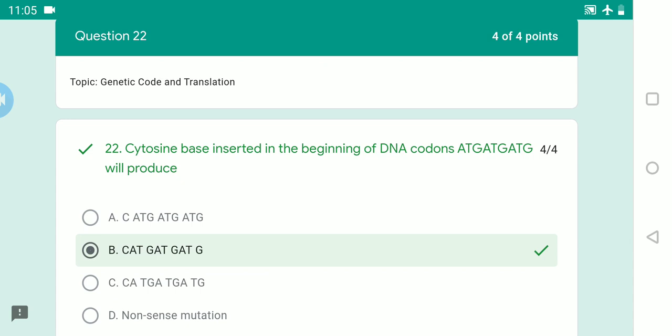Next question, a cytosine base is inserted in the beginning of the DNA code, write down ATG, ATG, ATG. They are asking what will be produced. So what should we identify? Observe the table which is given for the codons. If you look at it, you can identify that it is CAT, GAT, GAT and G. Are you getting it? Fine.